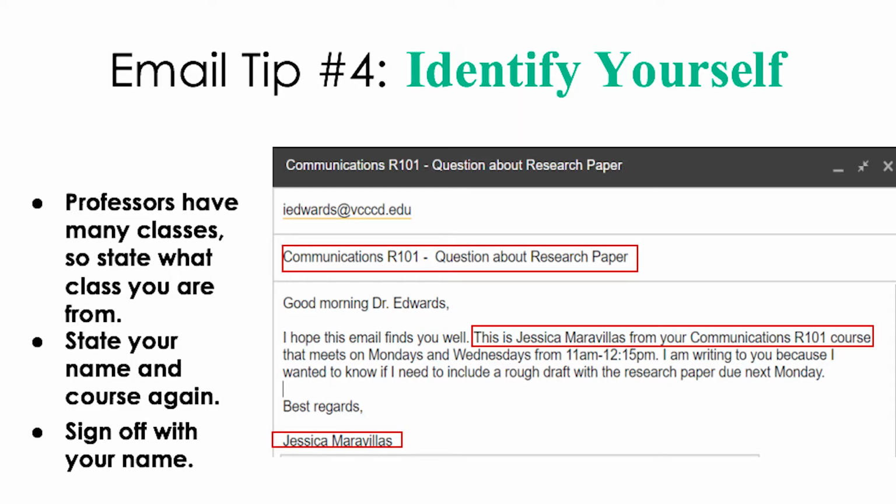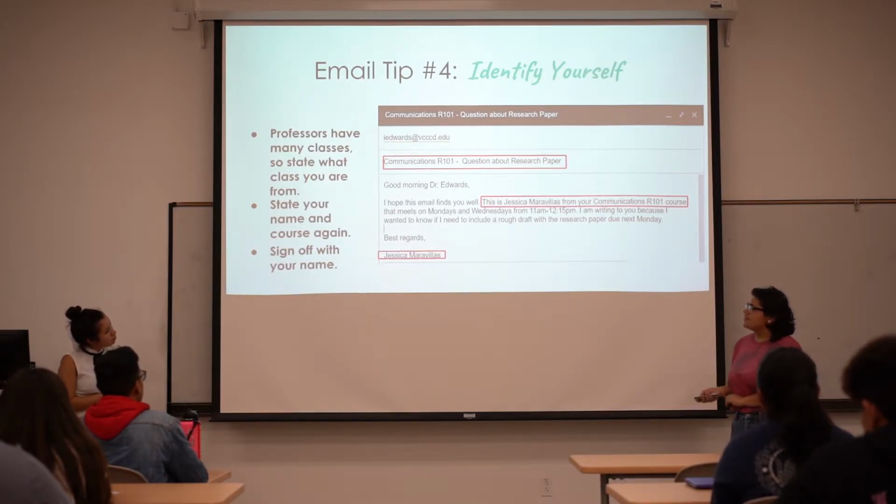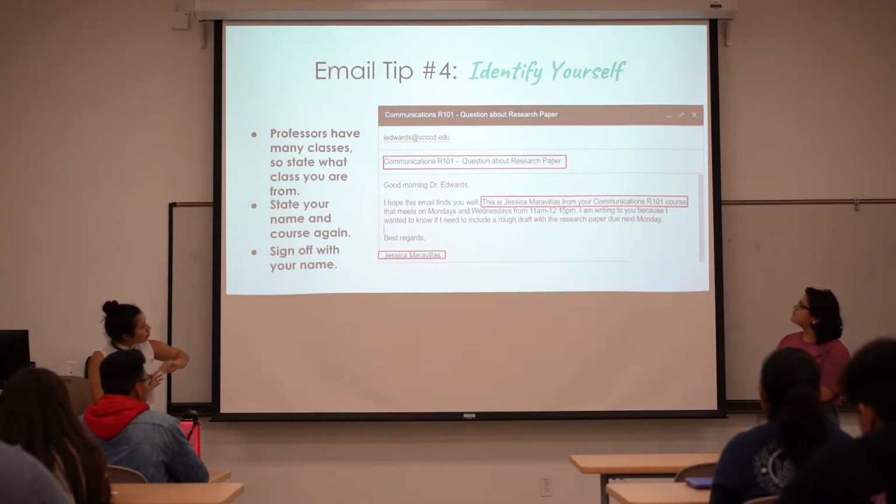So email tip number 4, identify yourself. Like in the example, in the subject line, put what class you're in, but when you're actually writing the email, put your name, the class you're in, the day and the time, and always add the signature, like we talked about at the end. So for example, Jessica, Communications R101, Mondays and Wednesdays from 11 to 12:15.